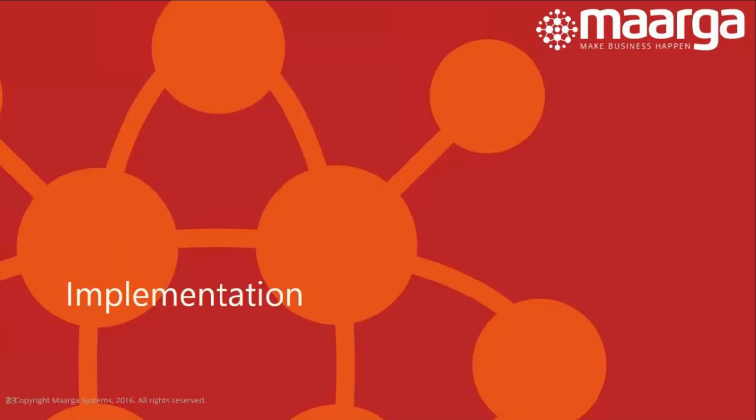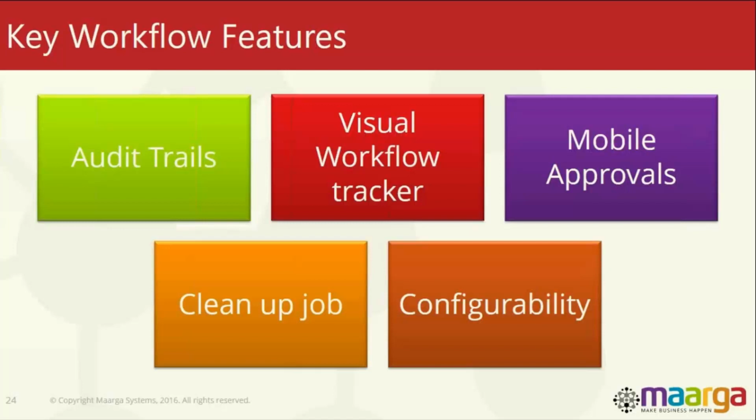So, some of the key features that any workflow application must have. I would definitely say audit trails are a big feature. It's very important at any point in time to be able to pick out where and what has happened to this particular work product. It could be a form, it could be a document. I would need to know who has approved it, who has not, and when they did it. So audit trails are very important. A visual workflow tracker makes life a lot easier.